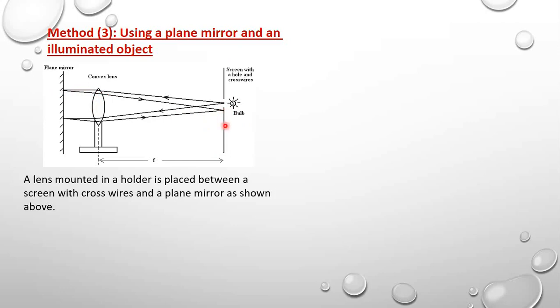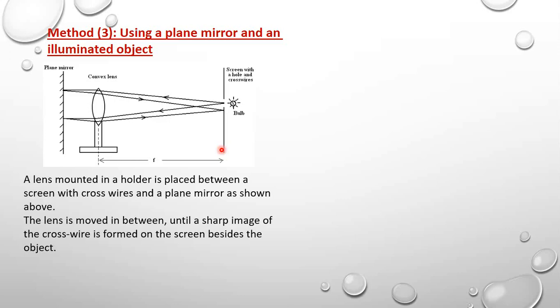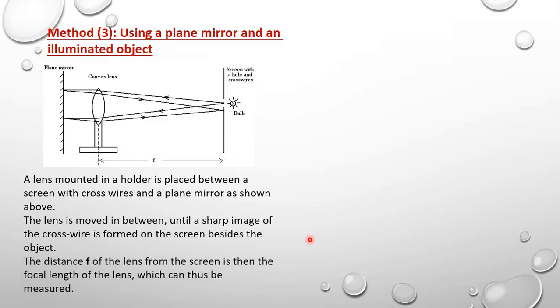So we need that sharp image on the screen, and when that happens, we shall measure the distance from the screen to the convex lens. That distance is going to be measured, and that distance f is going to be the focal length of the lens.